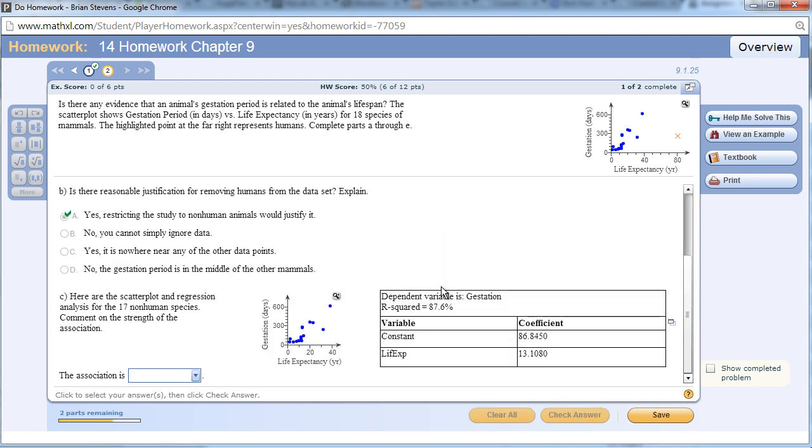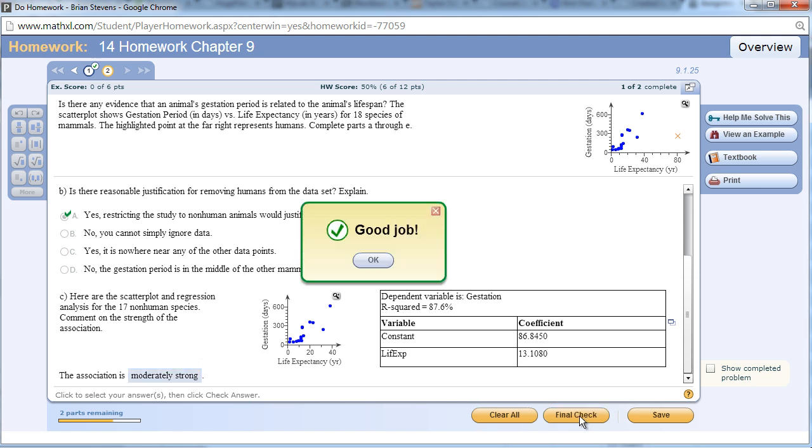Here's our scatter plot analyzed for the 17 non-human species. Comment on the strength of the association. This is a definitely strong correlation. It's not perfect. No way is that perfect. No way does every point fall on that line. We're looking at, I would say, even strong. That's a really strong correlation.